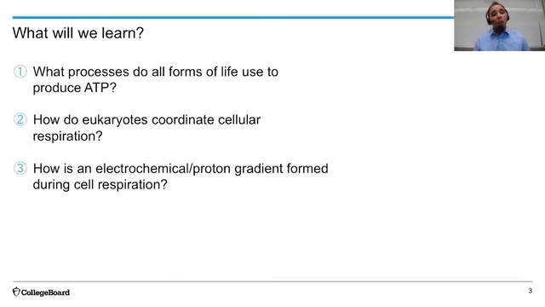But first, what processes do all forms of life use to produce ATP? How do eukaryotes coordinate cellular respiration? And how is an electrochemical proton gradient formed during cell respiration? Again, might be a good little pre-assessment to pause the video and try to jot down some answers.